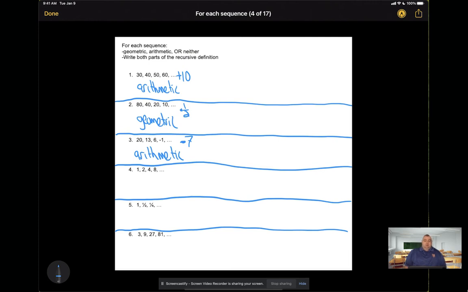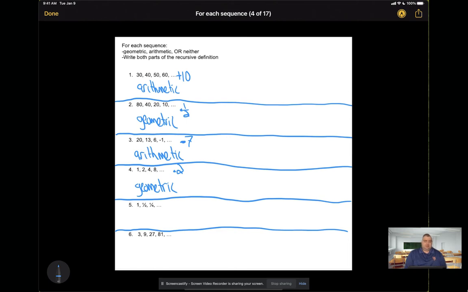Number 4 is going to be a geometric sequence again, because we're doubling. 1 times 2 is 2. 2 times 2 is 4. 4 times 2 is 8. So our pattern is to multiply by 2 each time.